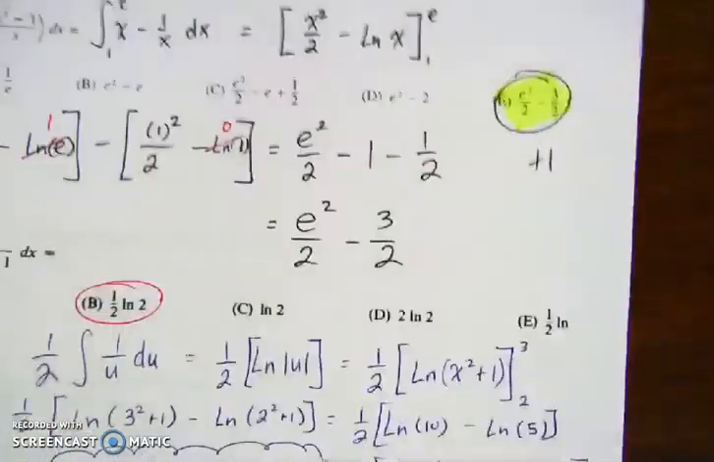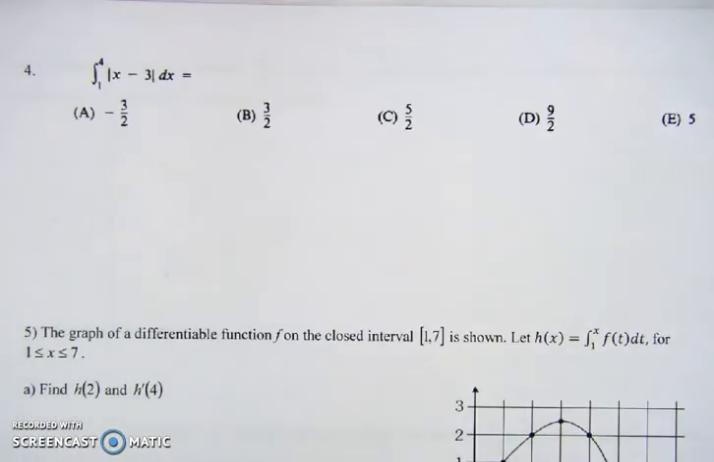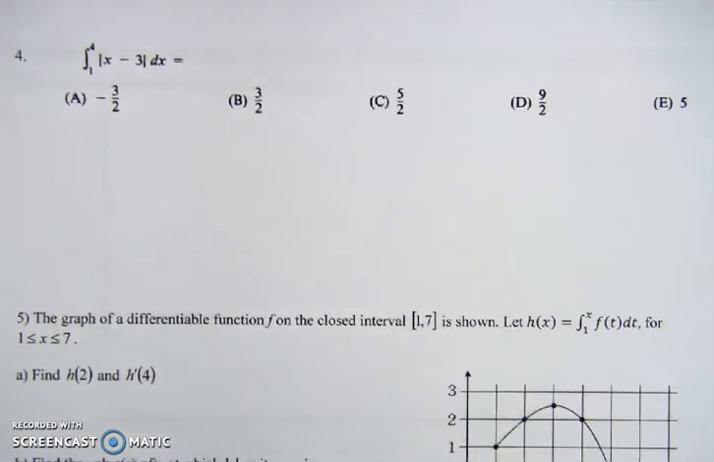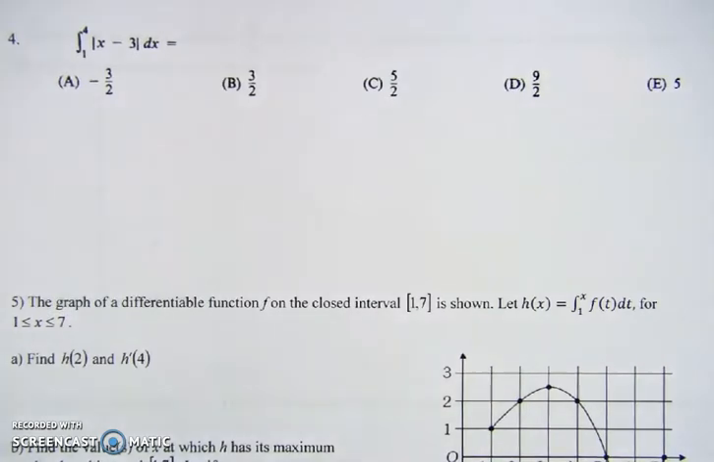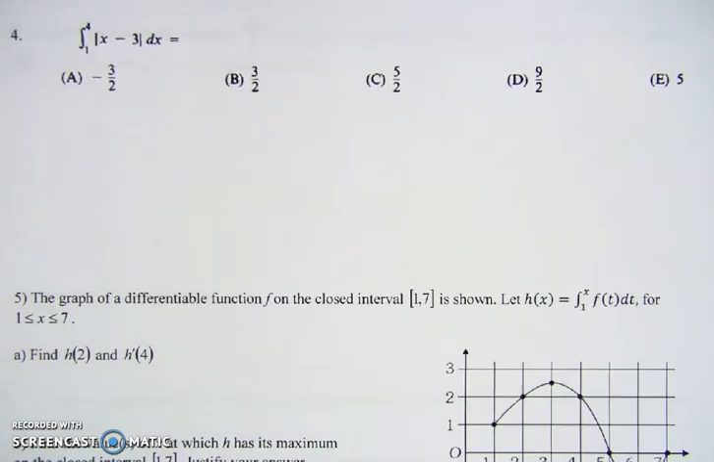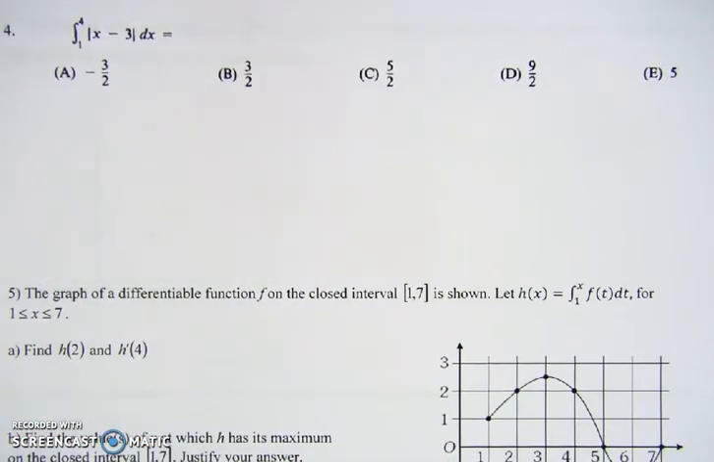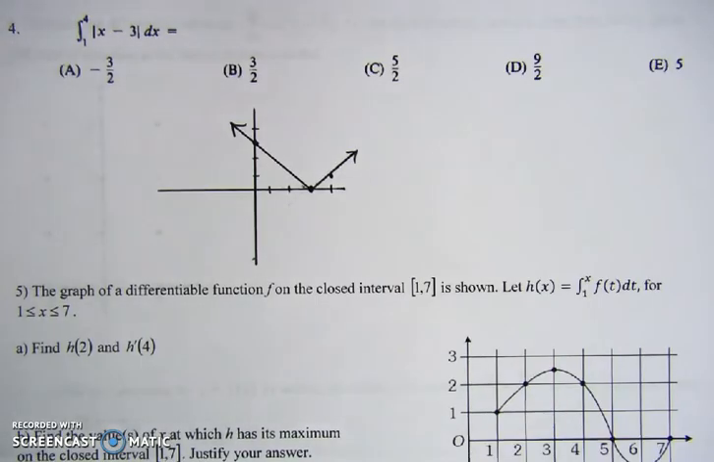Alright, let's go to problem number 4. Now, problem number 4 might have been easier if you just graphed or hopefully visualized the graph. If you just did a quick sketch of the graph, that might have been a lot easier than trying to calculate this using the piecewise function for the absolute value of x minus 3. So here I have the graph for the absolute value of x minus 3, and we're integrating from 1 to 4. So let's just focus on the area underneath the curve from 1 to 4.